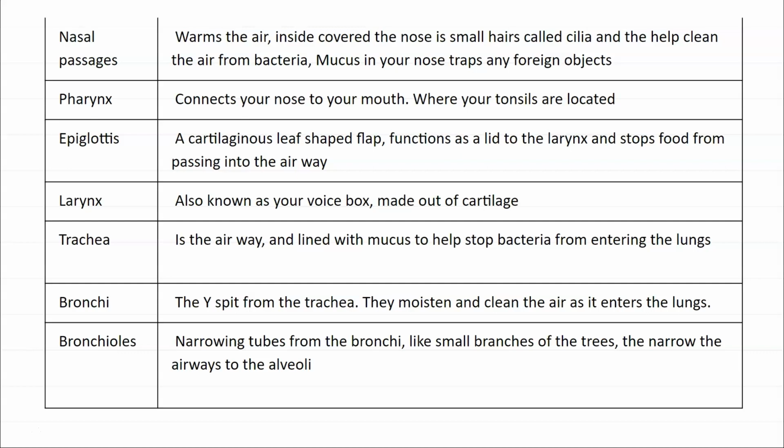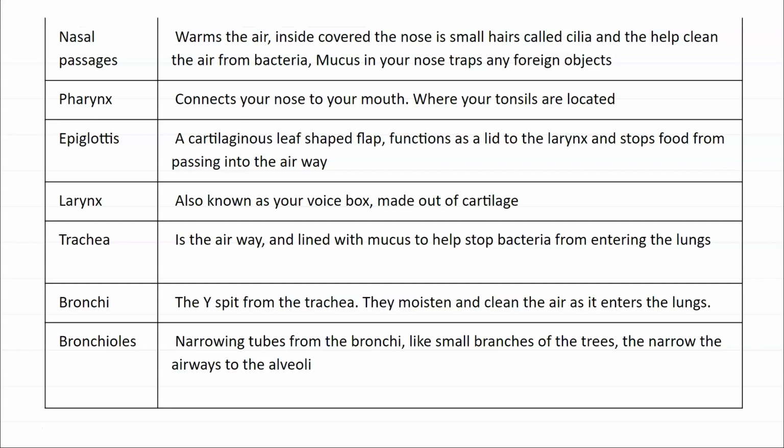Now, your pharynx is the area that connects your nose to your mouth. It's also the area where your tonsils are located. Tonsils are little tiny nodules that are part of the lymphatic system, and they're located in your throat. Some people may have them and some people may not, because you can have your tonsils removed if they get inflamed too many times. We'll talk about that when we talk about diseases and tonsillitis.